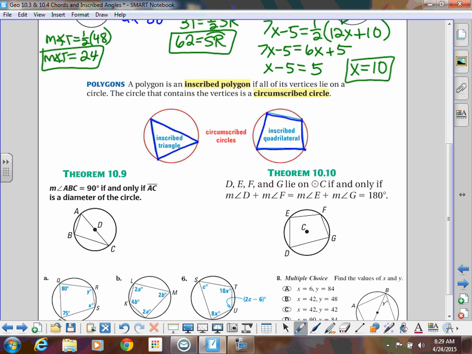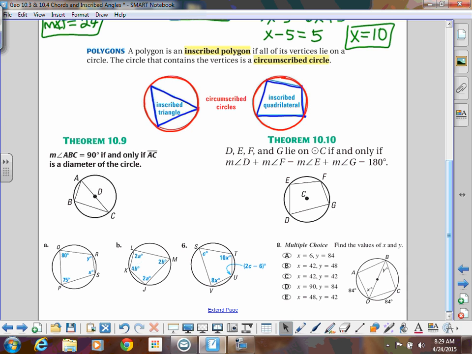And then the circumscribed, remember the prefix circum means around. So it's a circle that's drawn around another shape. So this red circle is drawn around that triangle. Same thing here. This red circle over here is drawn around that quadrilateral. So here's what we know about inscribed triangles and quadrilaterals.